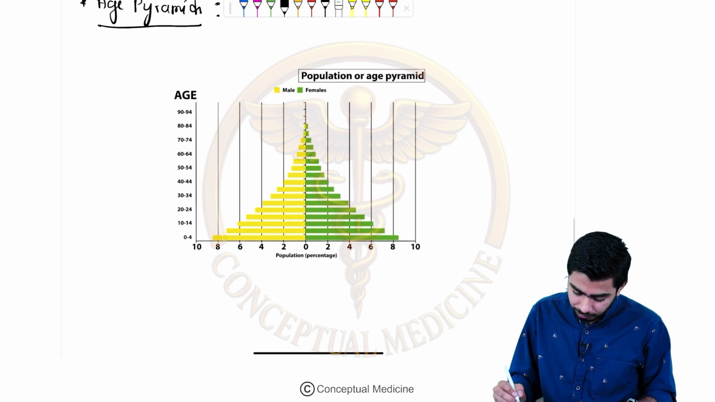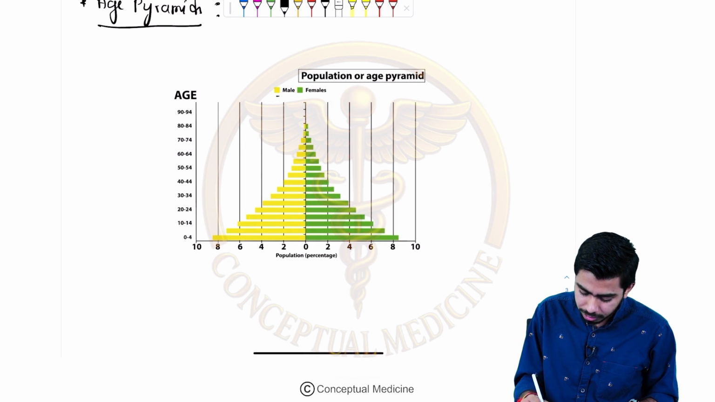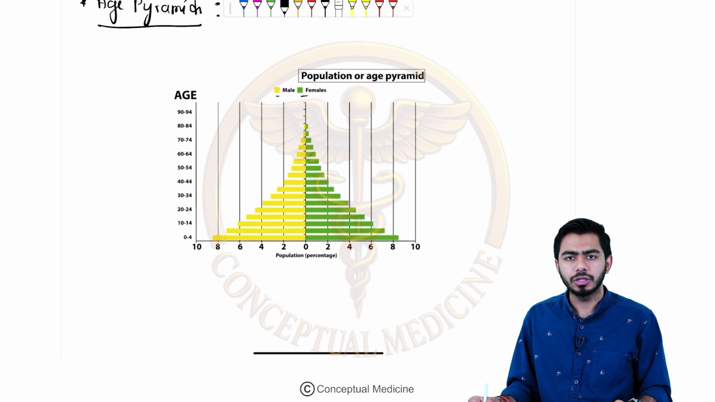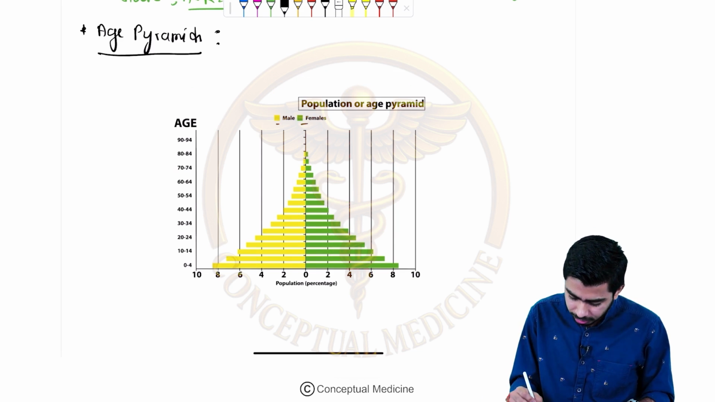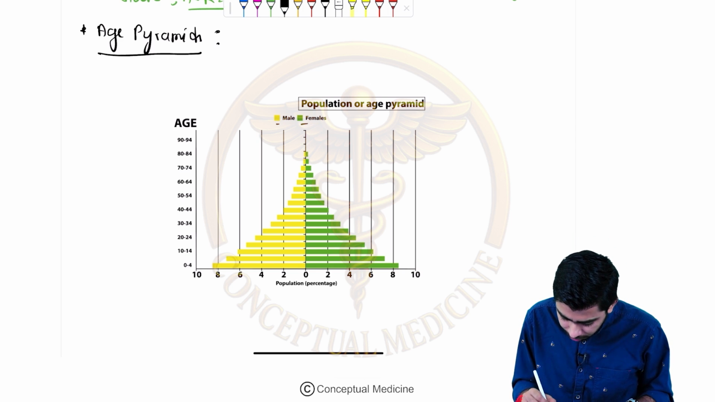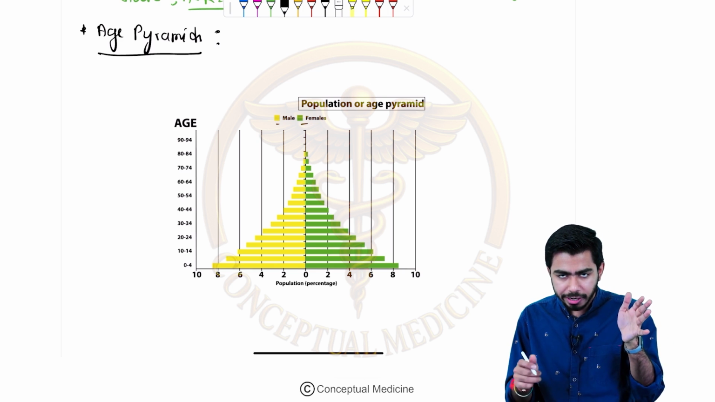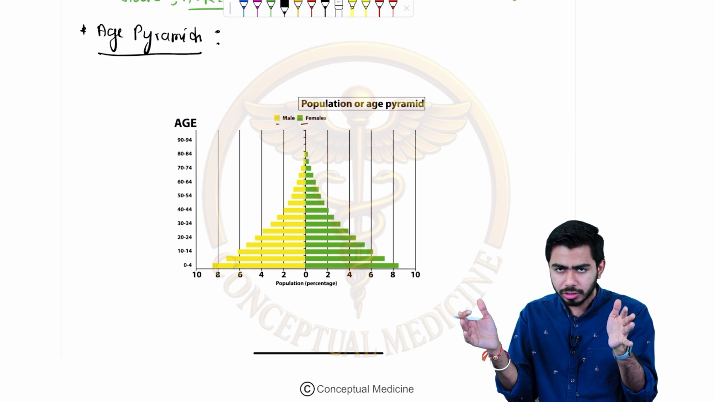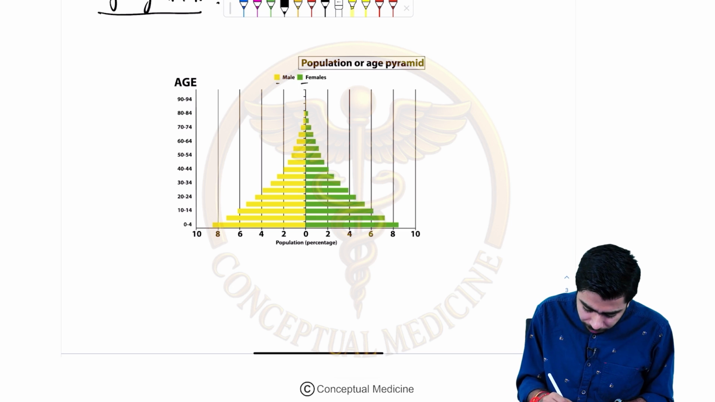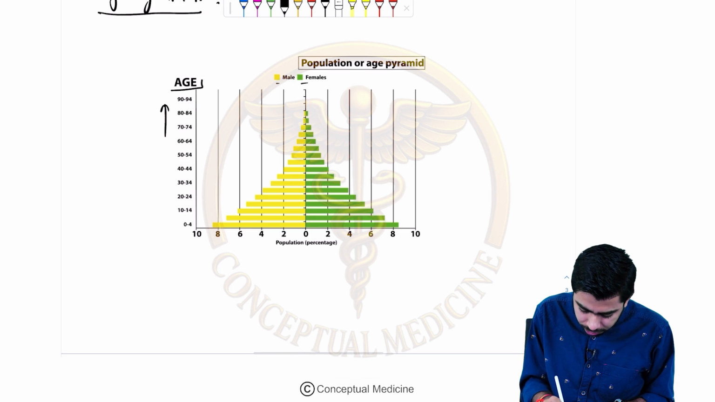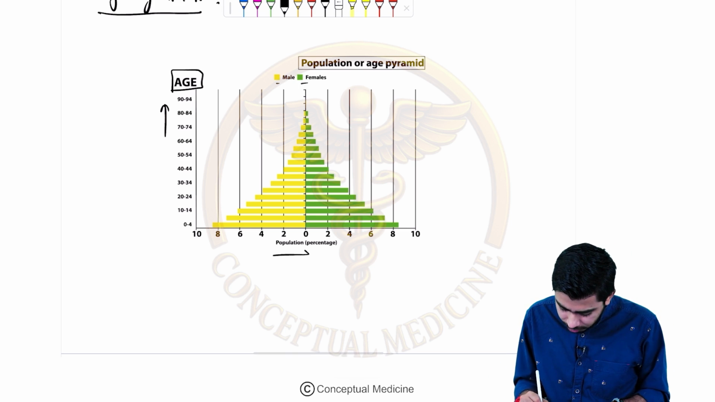In this age pyramid, the yellow color shows the males on one side, and the green color shows the females on the other side, the right side. On the y-axis we have the age, and on the x-axis we have the population.